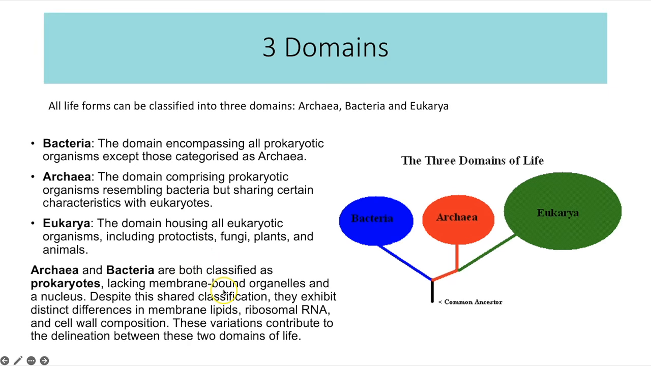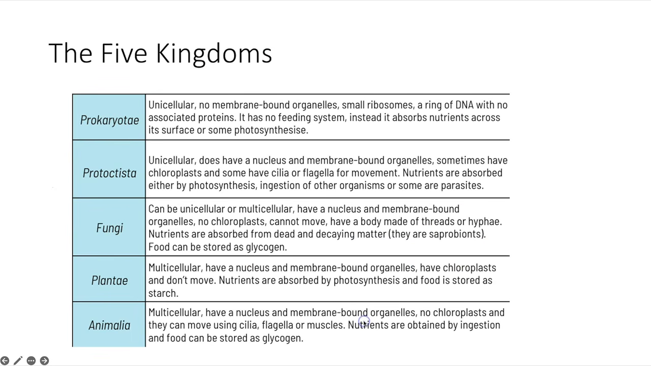Archaea and bacteria, both classified as prokaryotes. That is because they lack membrane-bound organelles and a nucleus. Despite that shared classification, they exhibit distinct differences in the membrane lipids, ribosomal RNA, and the cell wall composition. And these variations contribute to the delineation between these 2 domains. So that's why they are split into those 2 different groups. Instead of it just being prokaryotes, it's actually bacteria and archaea to split that prokaryotic group up.